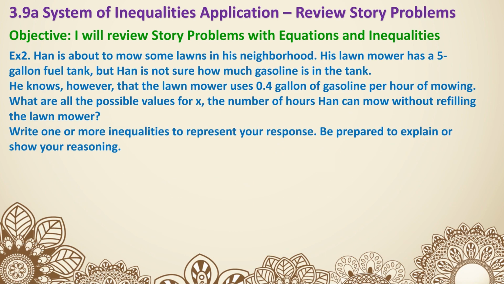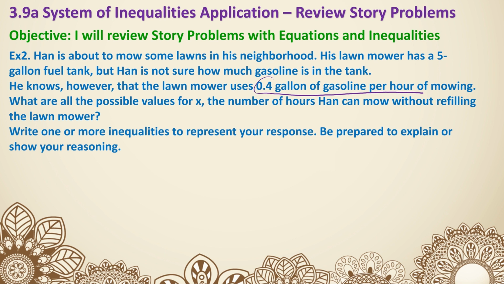Moving on, example 2. Hong is about to mow some lawns in his neighborhood. His lawnmower has a 5-gallon fuel tank, but Hong is not sure how much gasoline is in the tank. He knows, however, that the lawnmower uses 0.4 gallons of gasoline per hour of mowing. What are all the possible values of x, the number of hours? X represents the number of hours Hong can mow without refilling the lawnmower.